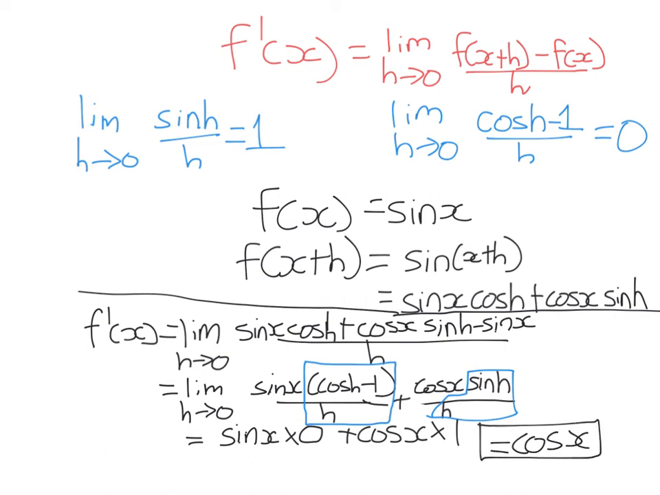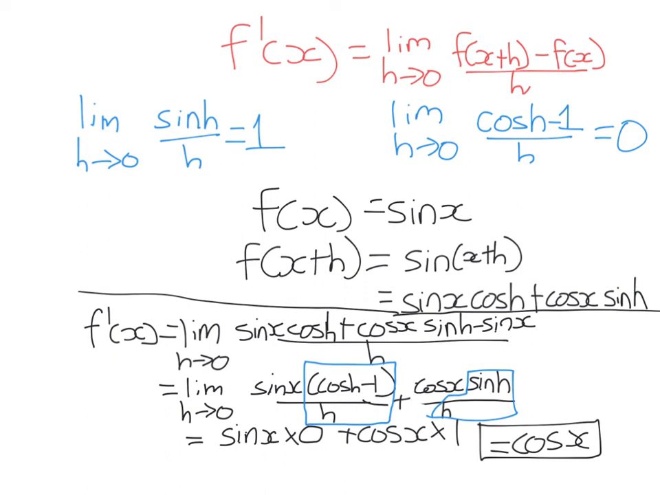So that means if you want to find the gradient at any point along the curve y equals sine x, its gradient is just whatever cos is at that particular point. So the derivative of sine x is equal to cos x.